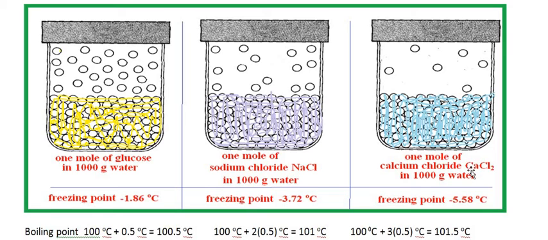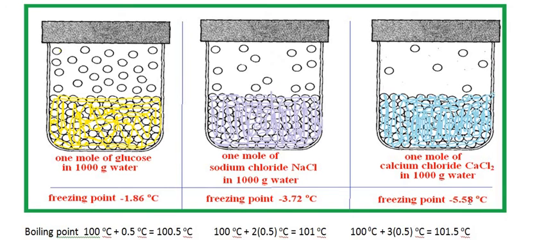With 3 moles, the decrease will not be minus 1.86 but multiplied by 3. This is 1 mole but multiplied by 3. Glucose never dissociates, so the concentration remains 1 mole. But here 1 mole of calcium chloride dissociates to form 3 moles of particles. So this decrease is multiplied by 3 to give minus 5.58.